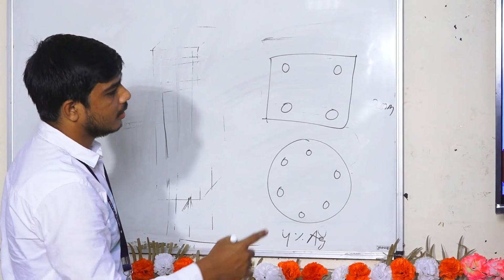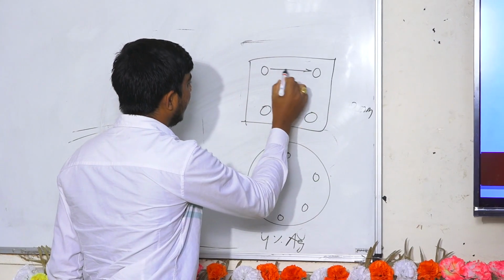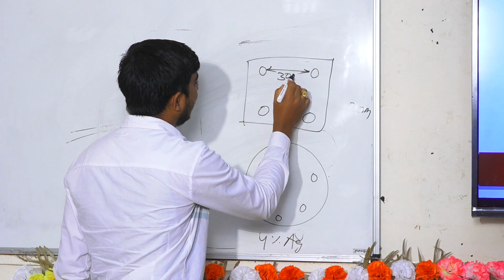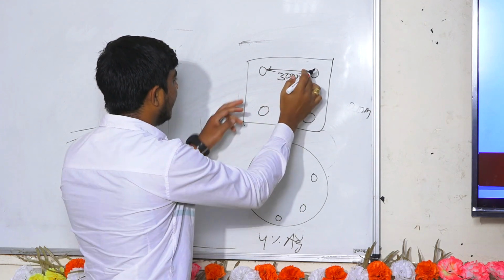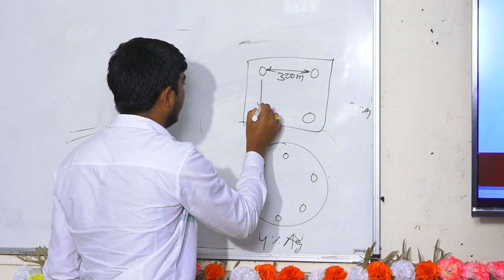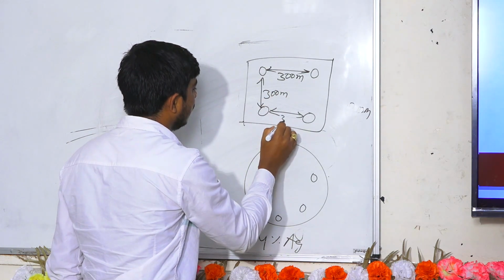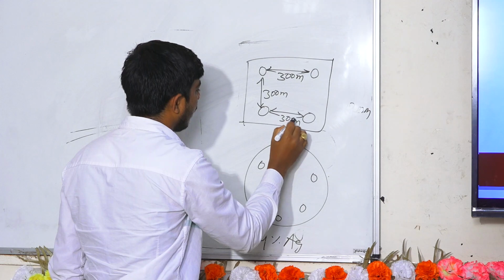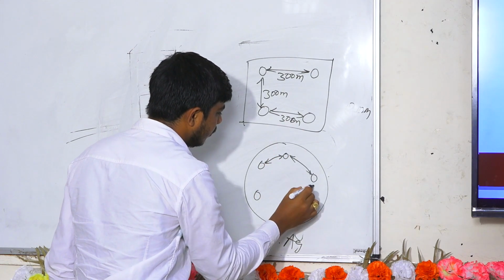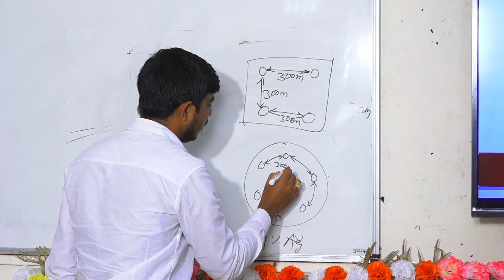And the last term is spacing between longitudinal bars. So here we have a distance. This should be maximum 300 mm. We should not provide these two longitudinal bars more spaced apart. So this should be less than 300 mm and this should be less than 300 mm. Here also we should measure and ensure that the distance between longitudinal bars is less than 300 mm.